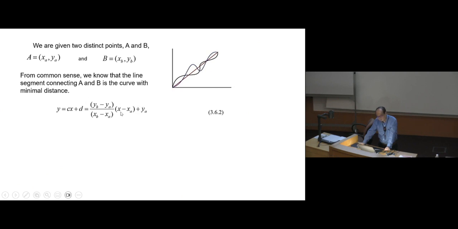This equation you can verify. When x equals xa, it will be ya. This will be 0. When x equals xb, this one xb will be cancelled out. You get yb minus y, so you will get yb.